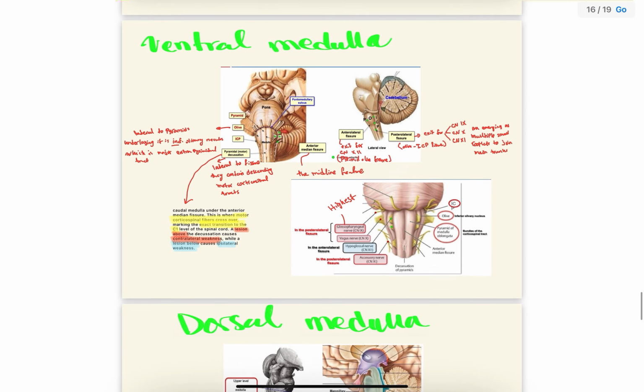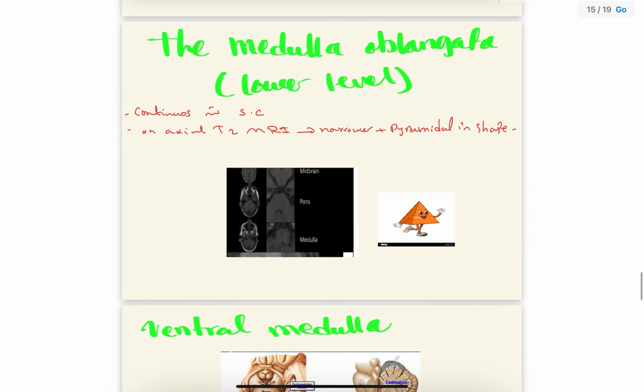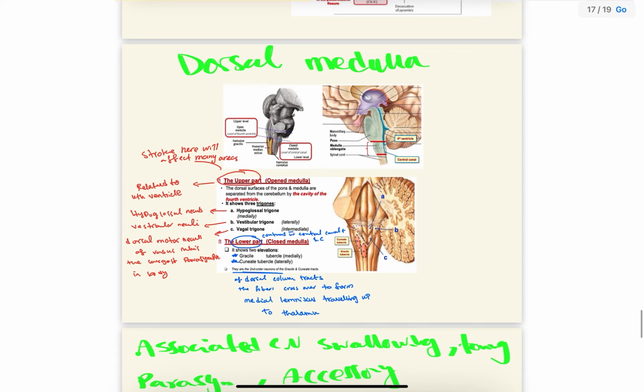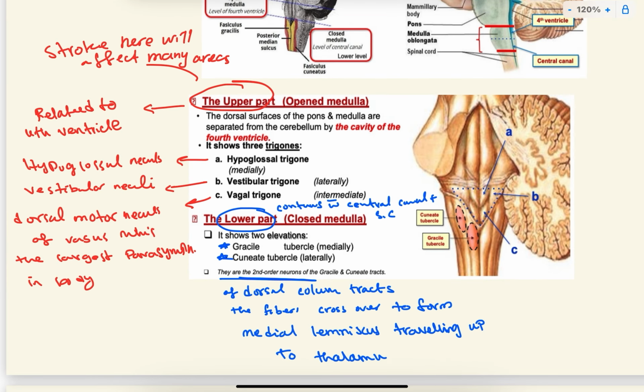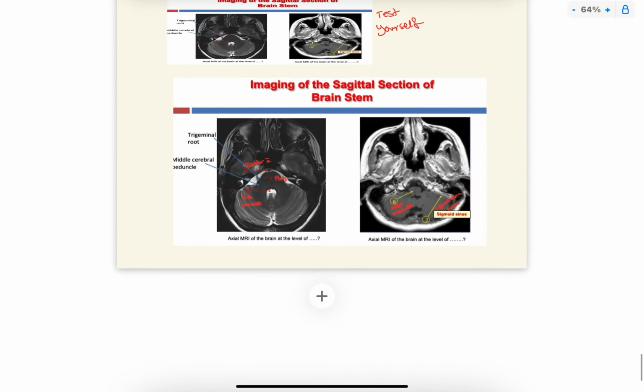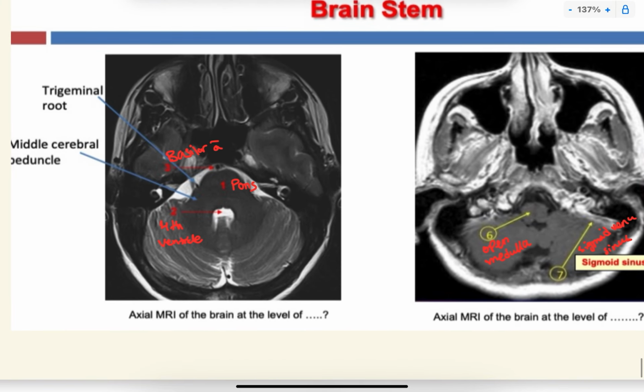Let's go up here. So this is the medulla. The open medulla, we said, is always related to the fourth ventricle. Going down here again, this is the pons because it looks like a belly, and this is the fourth ventricle again with the pons. So it's with the pons and also with the open medulla. And here, this artery is called the basilar artery.